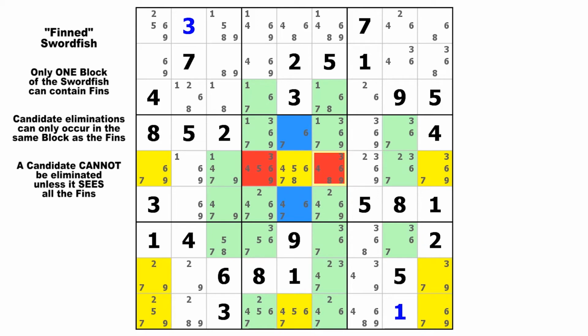Okay, everybody got that? These are kind of tricky, but you can find them with a little practice. So now let's move on to the sashimi version.